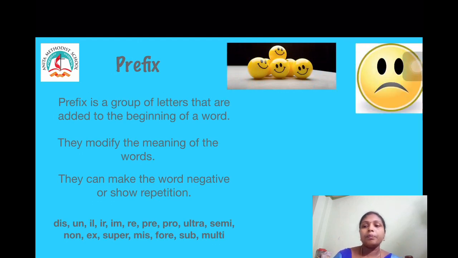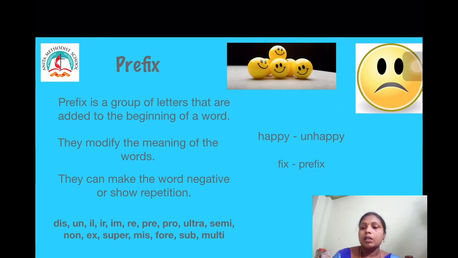Shall we see an example? Can you see the smiley face there? The first part is happy, the next one looks sad. So what is the word? Happy. Happy is the root word. When we add the prefix un with the word happy, it makes unhappy. So the first part is positive and the second one is negative. I told you already, it can make the word negative. Happy is a positive word, unhappy is a negative word. So here un is the prefix.